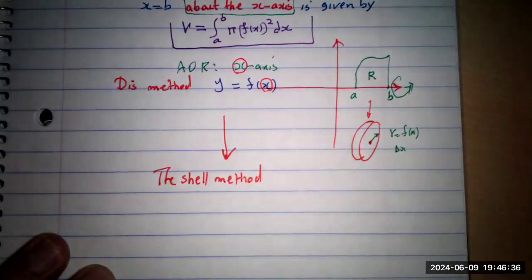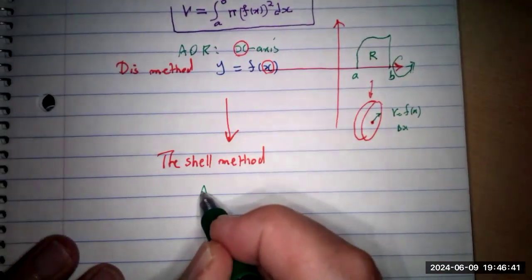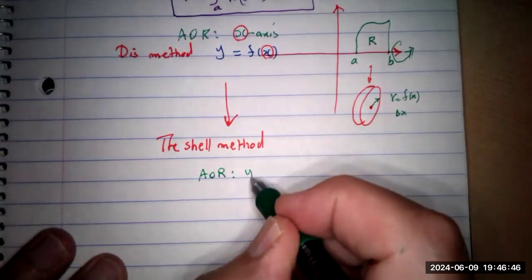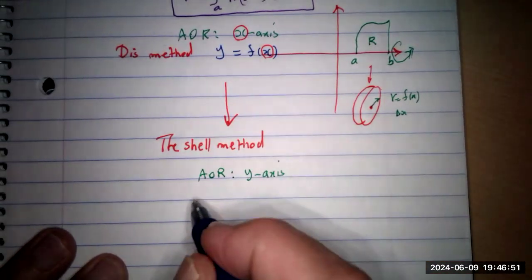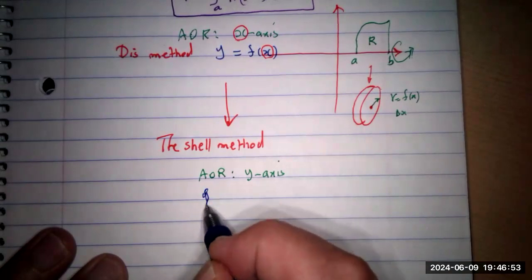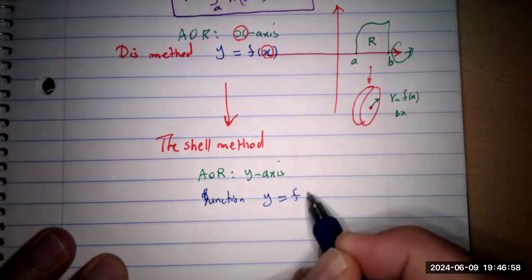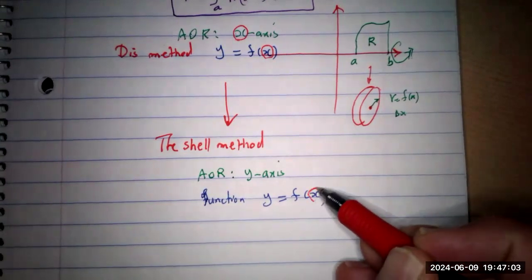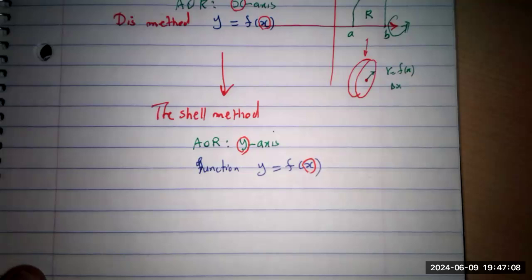The shell method. Your function, and your axis of revolution. For example, if your axis of revolution is going to be the y-axis, but your function is y equal to f of x, you see the variable in the function is x, but the axis of revolution is y. If this is the case, you cannot use the disk method. You have to use the shell method.